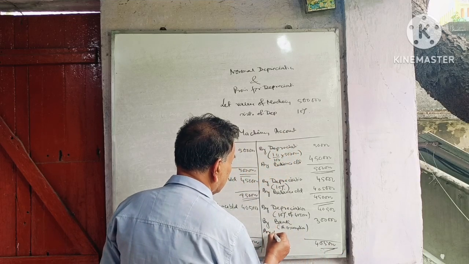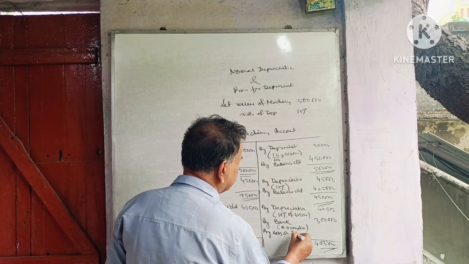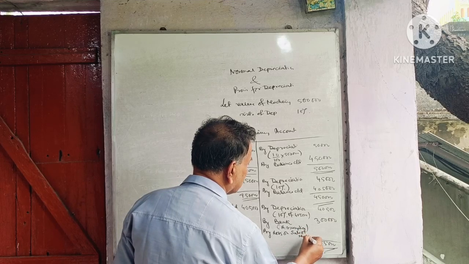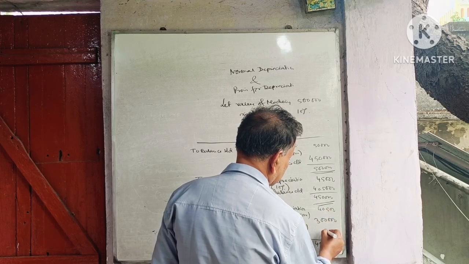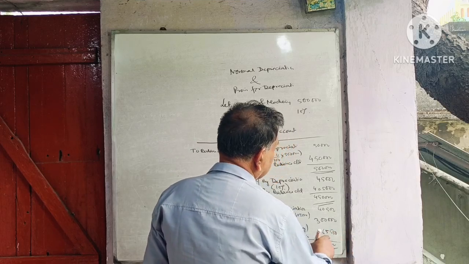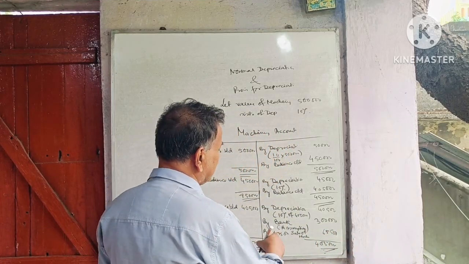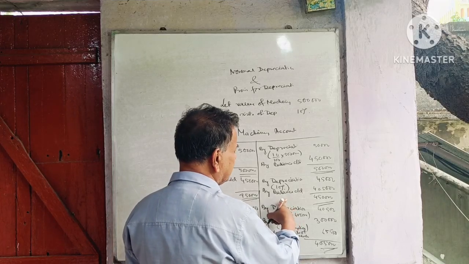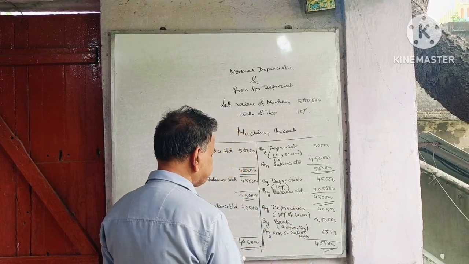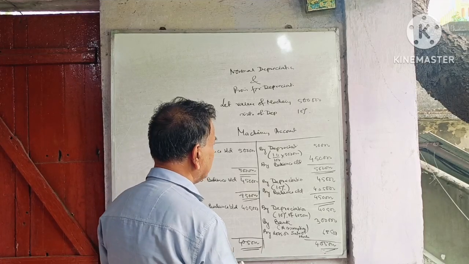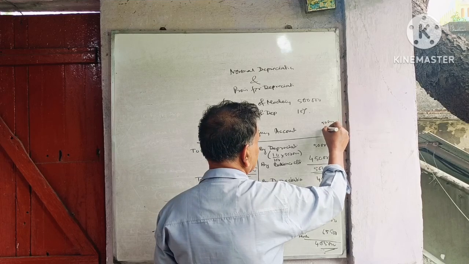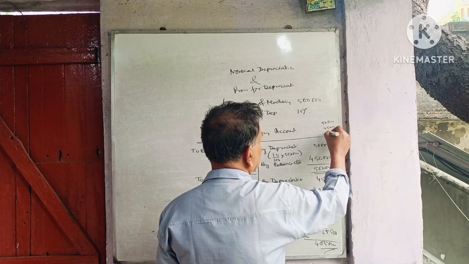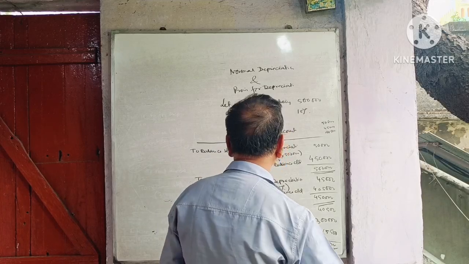By loss on sale of machinery. So 65,500 is the loss that is being suffered by the company by means of selling that machinery at the end of the 3rd year. Now, show the depreciation account.